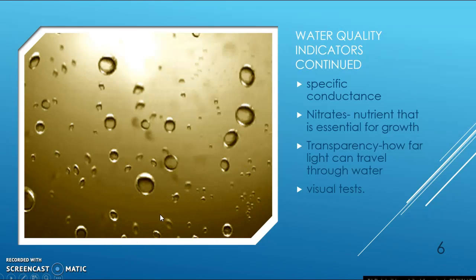Nitrogen is a nutrient that is essential for growth of all living organisms. Excessive amounts of nitrates increase algae growth. Algae can rob the water of dissolved oxygen and eventually kill fish and other aquatic life. Transparency measures how far light can penetrate a body of water. Sunlight provides the energy for photosynthesis and determines the depth at which algae and other plants can grow, defining the ecological makeup of a water body.